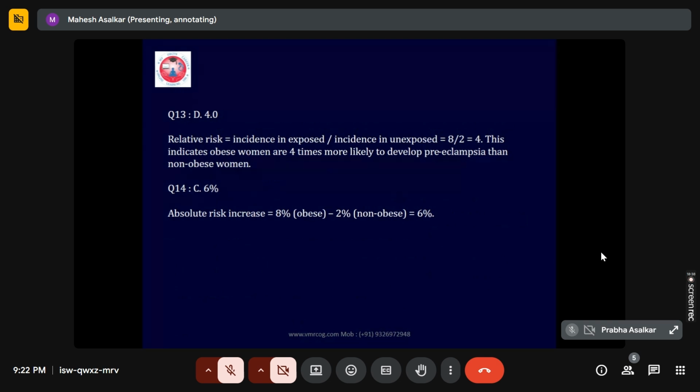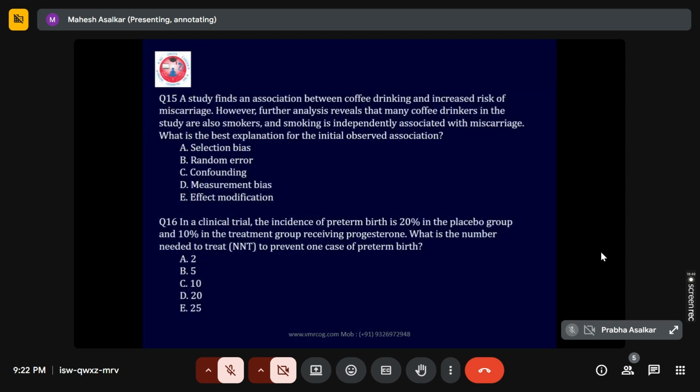Remember what you have been asked, relative or absolute. If it is absolute, then what you have to do, subtraction. If it is relative, you take a ratio. Okay. Question 15.